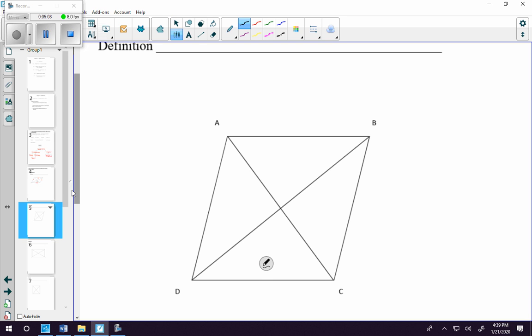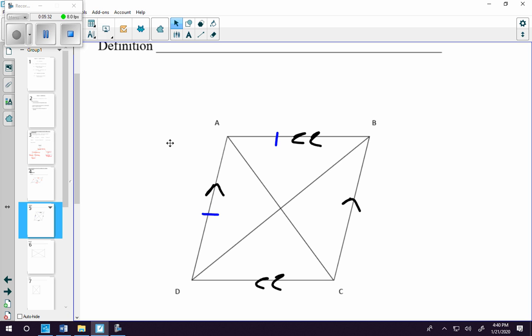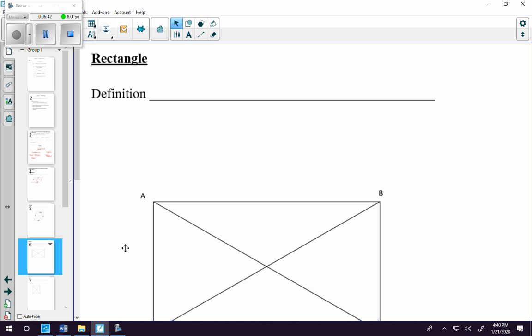Okay, so again, it's a parallelogram, which means both pairs of opposite sides are parallel, in which at least two consecutive sides are congruent. And I just marked that there for you. So there's two consecutive sides. The word consecutive means in a row. So the definition of a rhombus is a parallelogram in which at least two consecutive sides are congruent. Everything else flows as a property of a rhombus, which we've already covered.